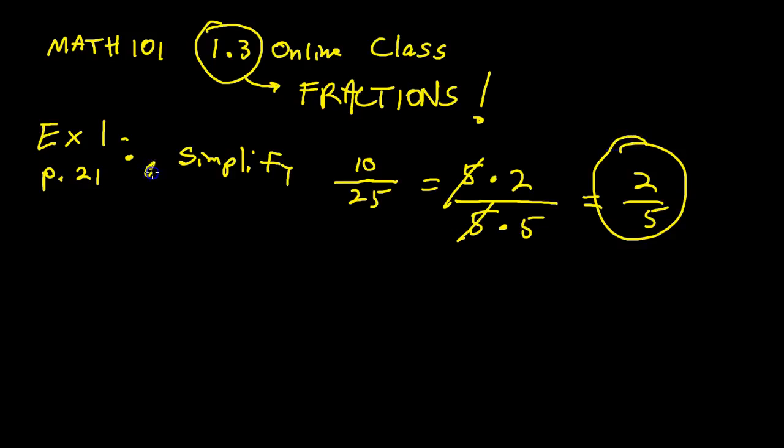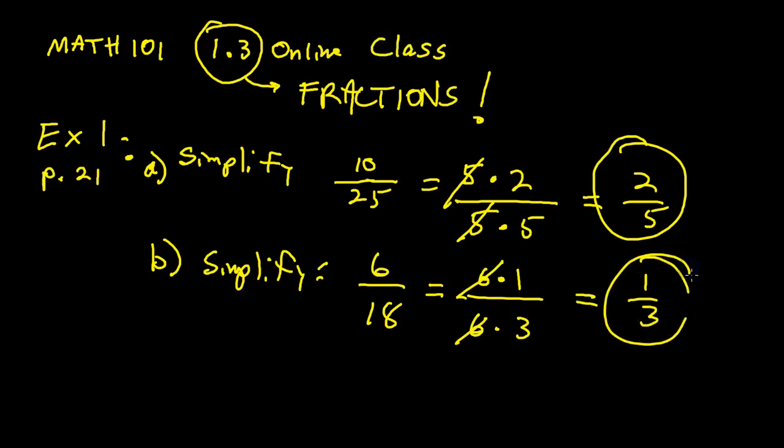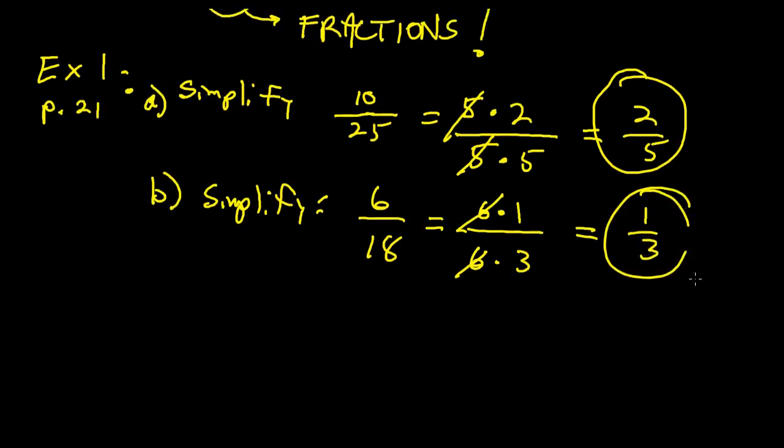Right, this is part A of example 1. Part B, similar. We are asked to simplify a fraction 6/18. Now what are we going to do here? The greatest common factor of 6 and 18 is 6. Well, what I can do is write the numerator as 6 times 1, and downstairs, of course, we know 18 is 6 times 3. I can cancel out the common factor of 6 across that fraction bar, and I'm left with a completely simplified answer of 1/3. All right, that's example 1B.